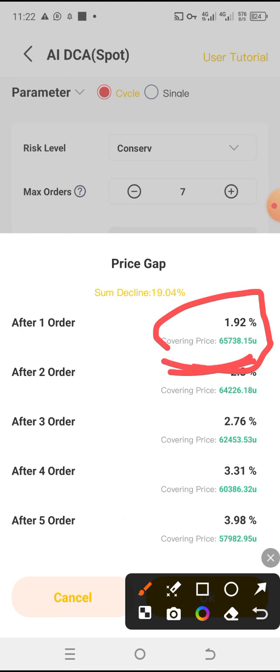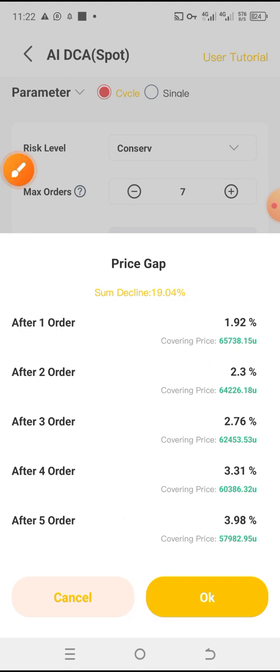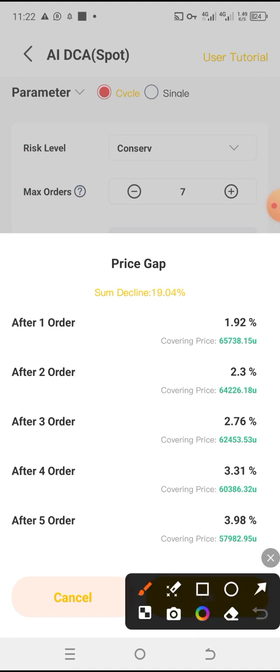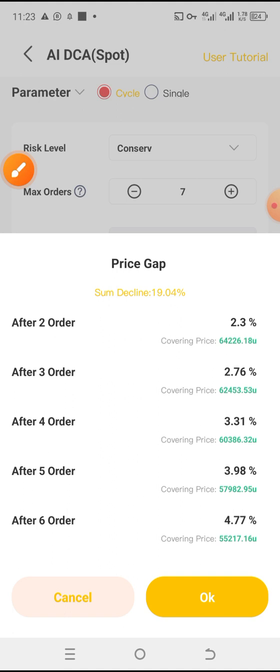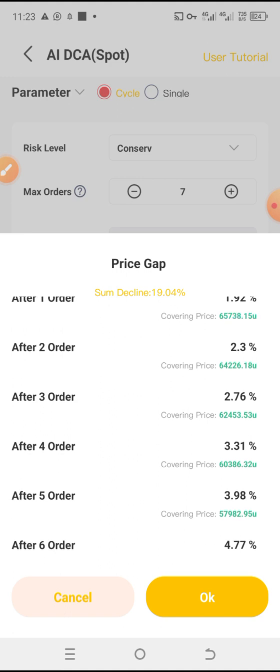So after buying this, if the coin now goes down again 2.3%, it buys another one. When it goes down again 2.76%, it buys another one till the fifth order is purchased. So in total, this is 6 orders. Because this is 5, okay, this is 6. So the sixth order here. So that simply means in total, this is 7 orders: the initial one plus extra 6 orders.